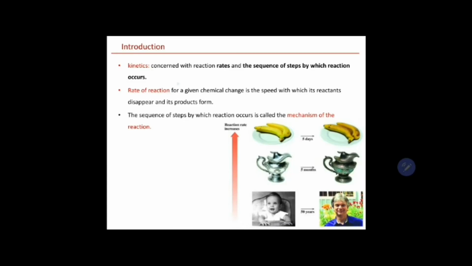If we define kinetics, it's concerned with the reaction rate and sequence of steps by which reaction occurs. So kinetics deals with rate or speed of reactions and the steps of the reaction or the mechanism of the reactions. What about rate? What does rate of reaction mean? It's the speed with which the reactant disappears and the product will form. And this sequence by which the reaction happens is called mechanism of the reaction.